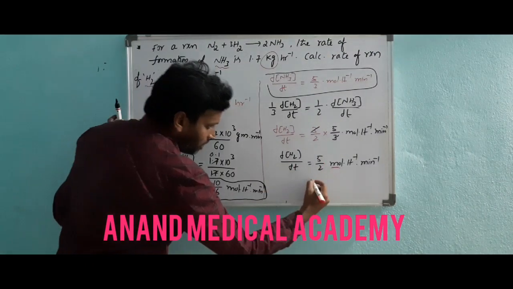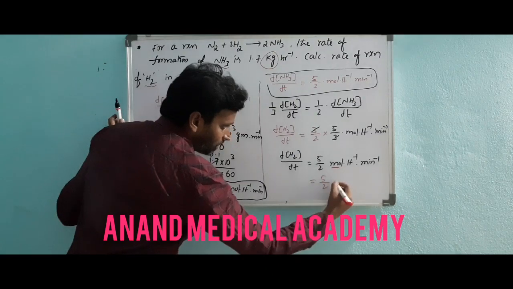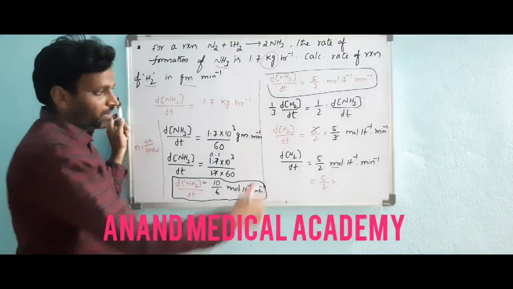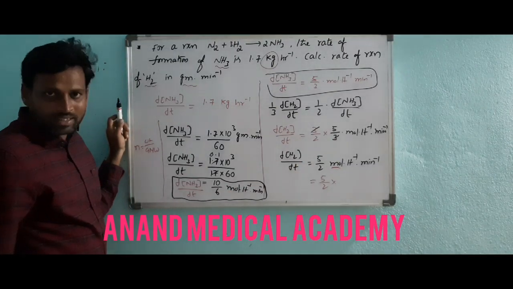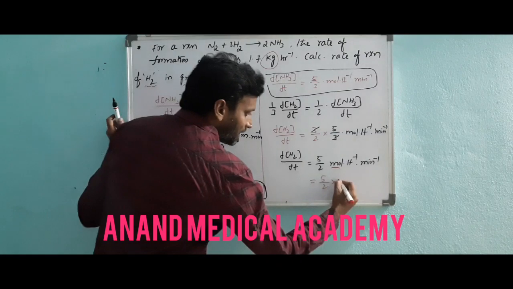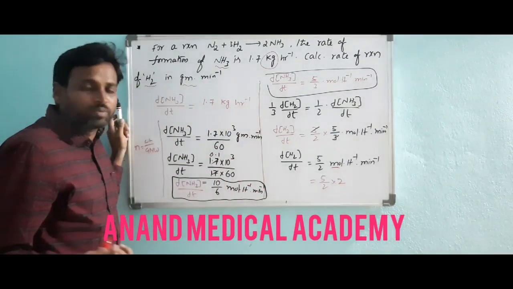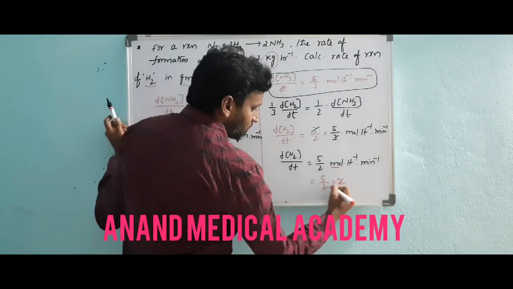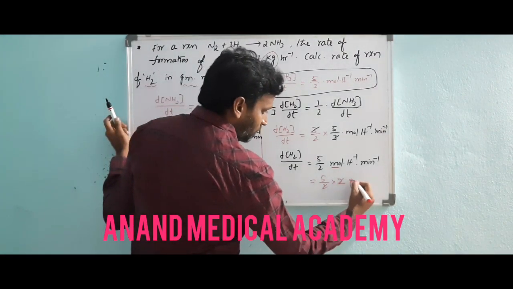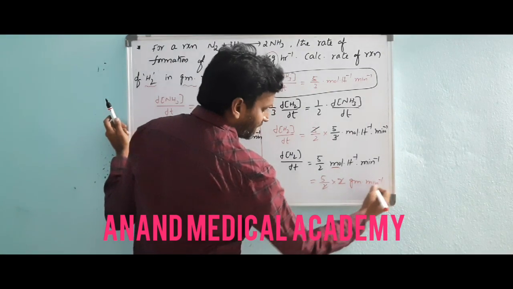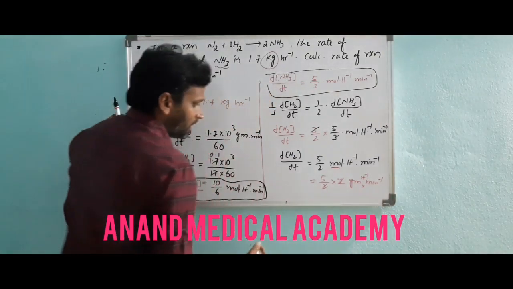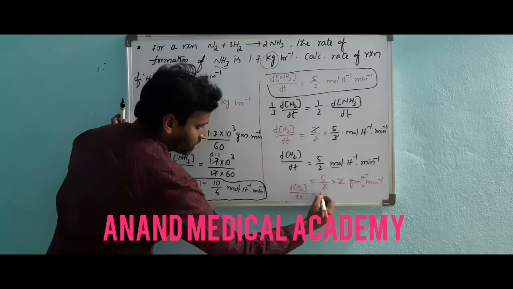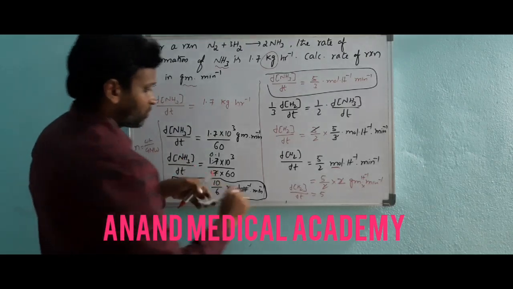So here 5 by 2 moles means 5 by 2 moles per minute. In terms of grams, asking. So you have to multiply with 2, because 1 mole of H2 means how much? 2 grams. So 5 by 2 into 2. So it is now gram per minute per liter. Right? So d concentration of H2 by dt is simply 5.